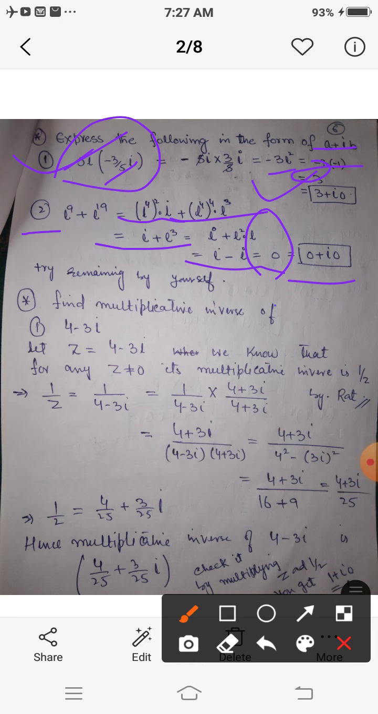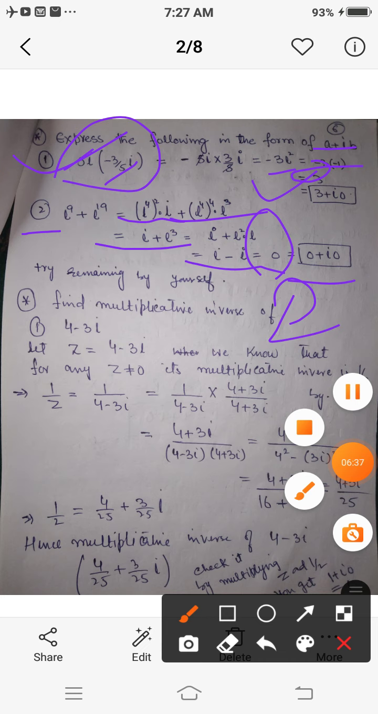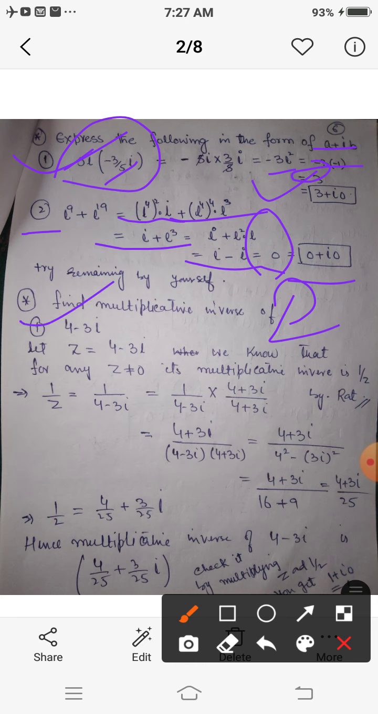Now the second question, which is on the division of complex numbers, we have to find the multiplicative inverse. If we have a complex number z, then its multiplicative inverse, if z is not equal to 0, is 1 upon z. Here the given complex number is 4 minus 3i. We know that the multiplicative inverse is given by 1 upon z, that is 1 upon 4 minus 3i.